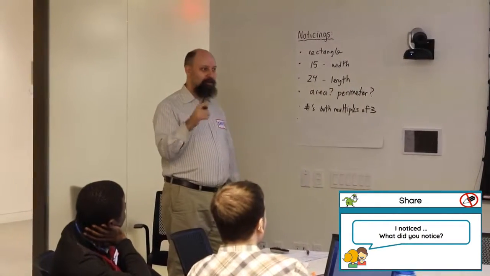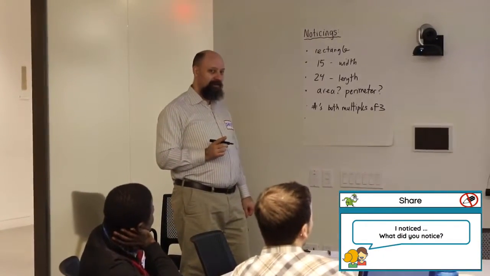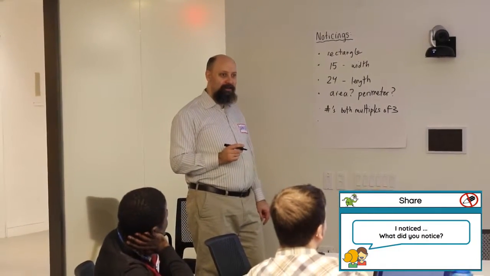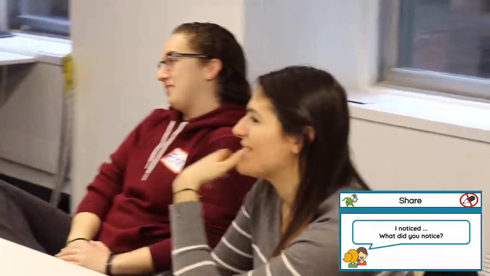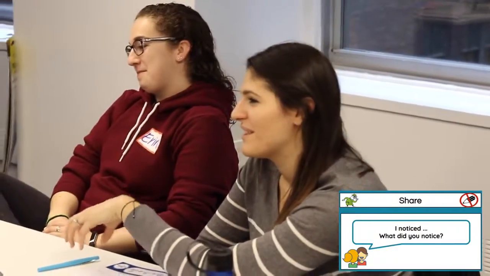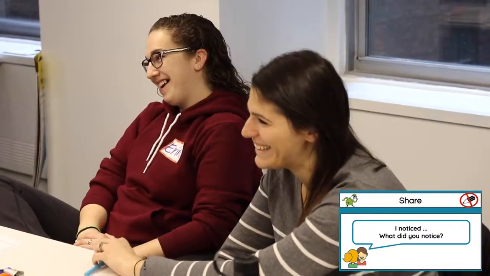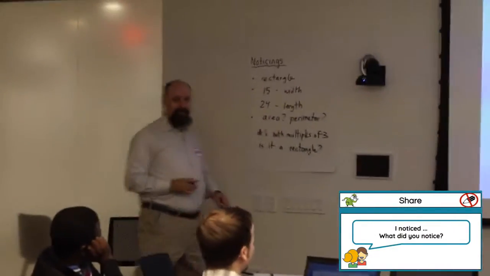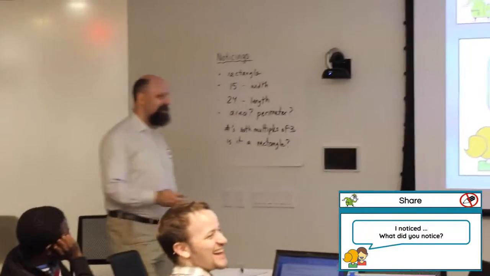I abandoned my one person per table thing, sorry. Do you notice something else about the numbers? Go ahead. Well, we noticed, is it a rectangle if we don't know that the angles are 90 degrees? Oh, so we have a geometry teacher question. Great. Clearly somebody's in the middle of teaching 10th grade geometry, or 9th grade geometry. Super.